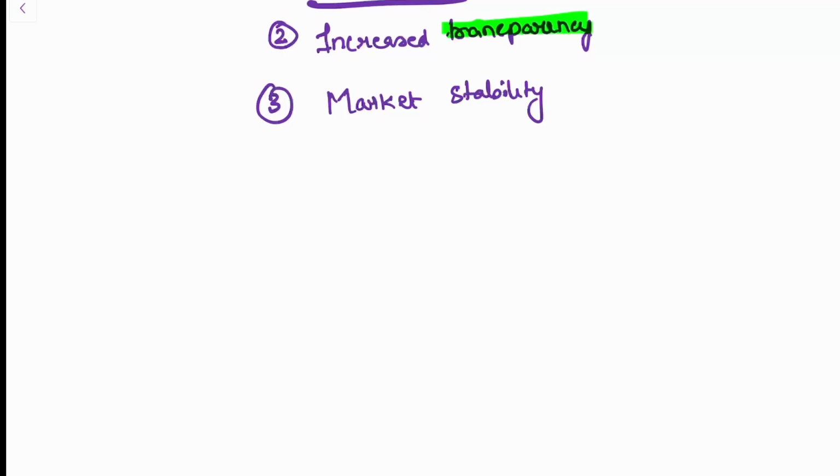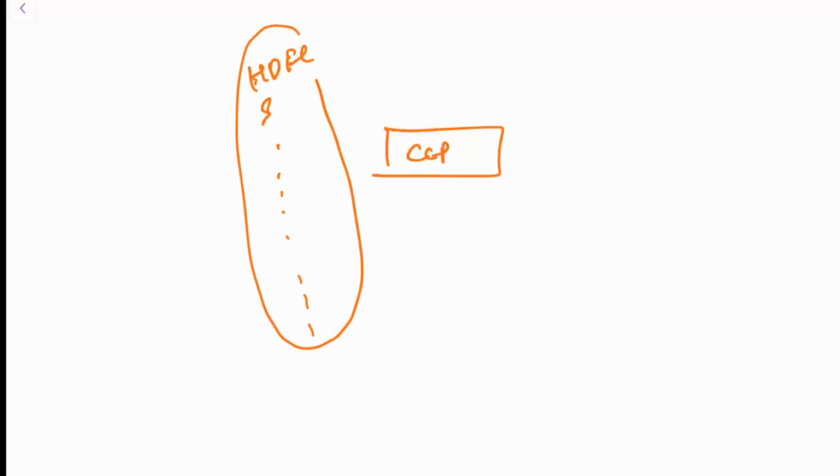Full stop. Write down the next line. However, there is a downside too. All risk is concentrated in the CCP. All risk is concentrated in the CCP means CCP is here, and HDFC, ICICI, SBI, Mr. X, Y, Z, all are trading through the central counterparty. So who is absorbing the losses if default occurs? CCP. So CCP is something which is concentrated.